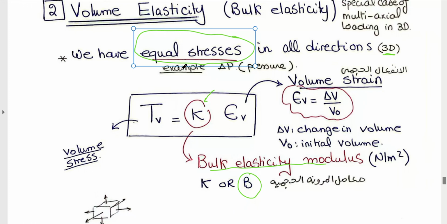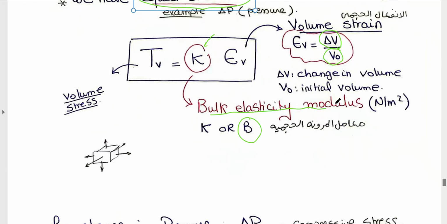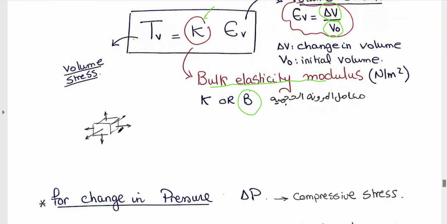To use this law, we must have equal stresses in all directions. So the volume stress equals the bulk elasticity modulus multiplied by the volume strain. The volume strain, as with all other strains, is the relative change in dimensions. Now it's delta V over V naught for the bulk elasticity.